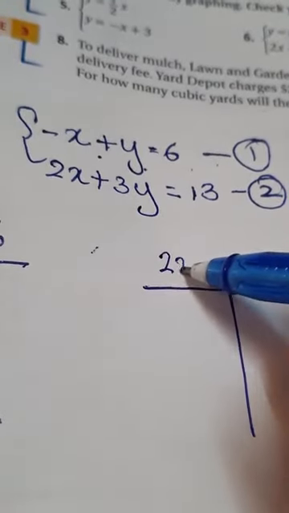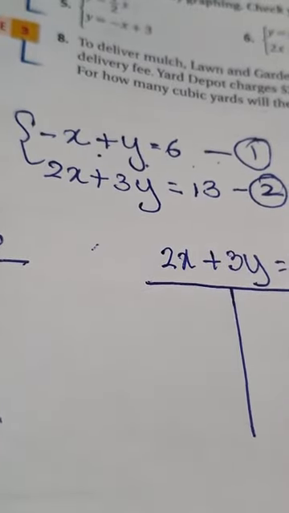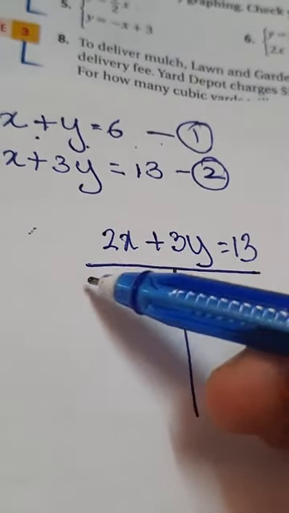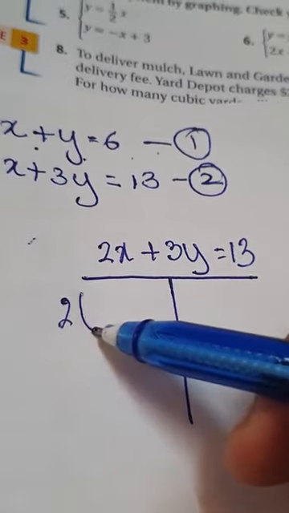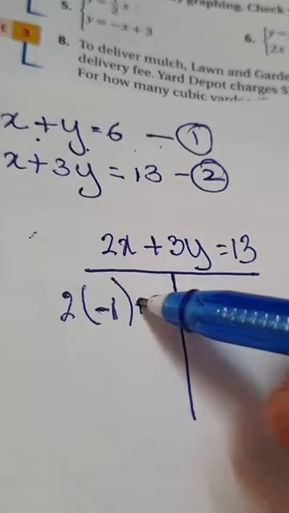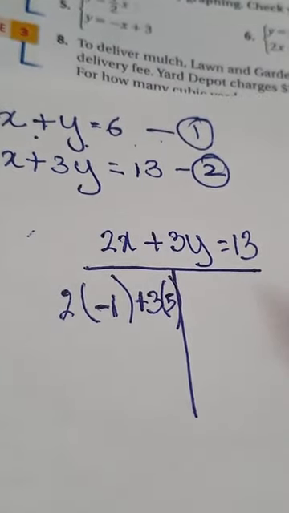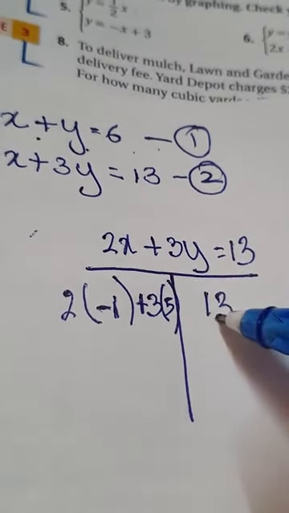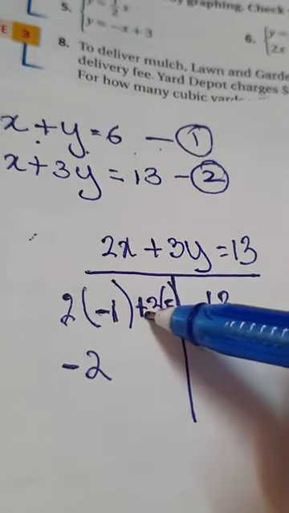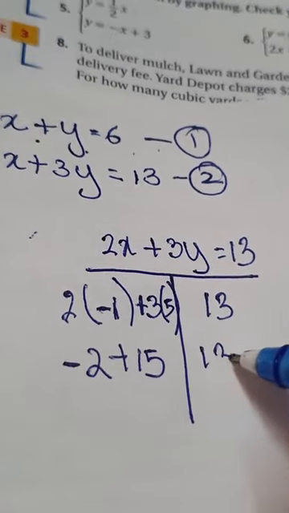So it's 2x plus 3y equals 13. Here, 2 multiplied by negative 1, because the value of x was negative 1, plus 3 multiplied by 5 should be 13. So 2 multiplied by negative 1 is negative 2, plus 3 multiplied by 5 is 15, should give you 13.